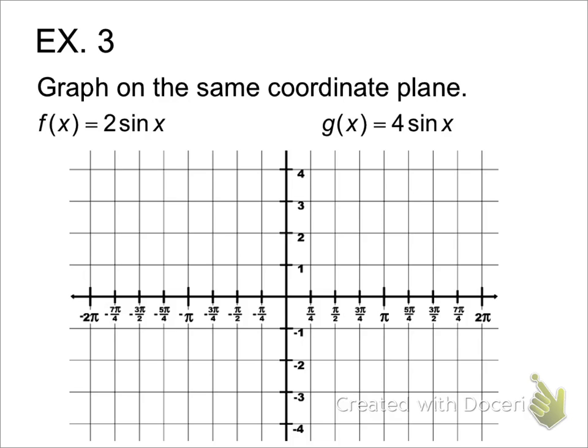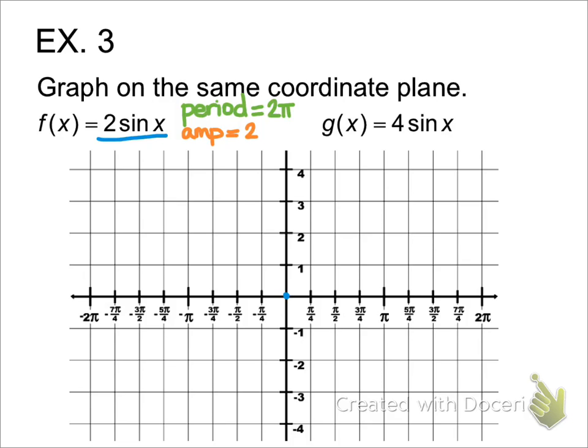So for f of x, the period is going to be 2 pi divided by 1, the coefficient of x, so that's just 2 pi. And the amplitude is going to be the absolute value of 2, which is just 2. Okay, so I'm going to use that information to help me graph. So I'm going to start by graphing.